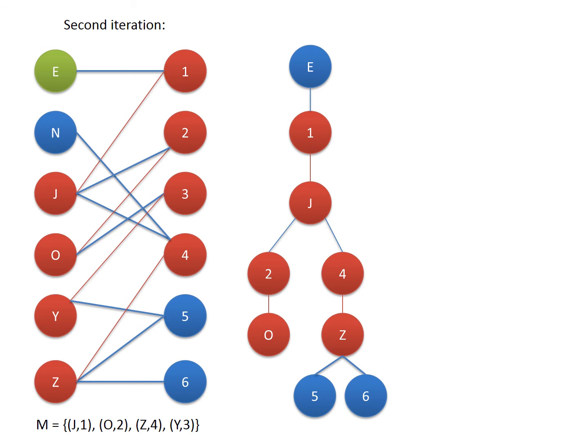We now pick another free vertex, N. After running BFS on N, we end up with this graph. After this, DFS will be executed from either 5 or 6. Now we start running DFS on the free vertices from the right set.